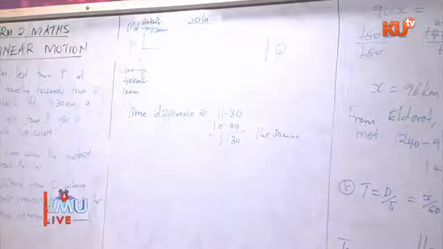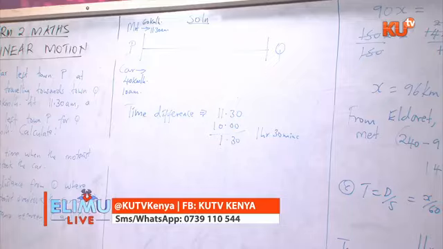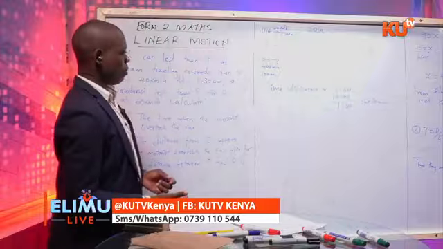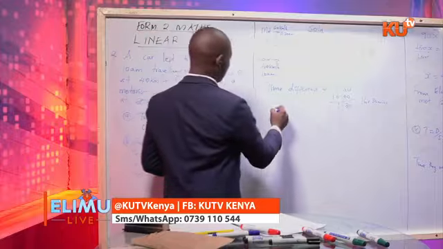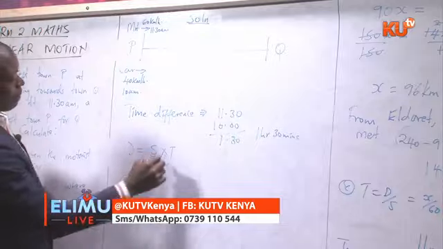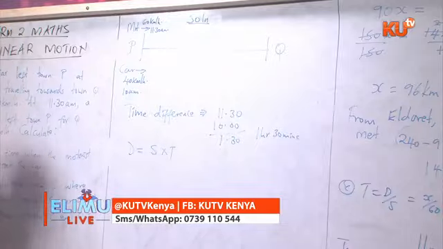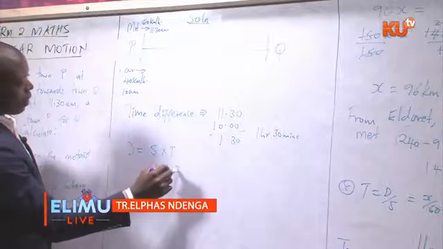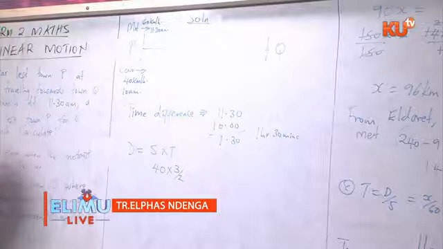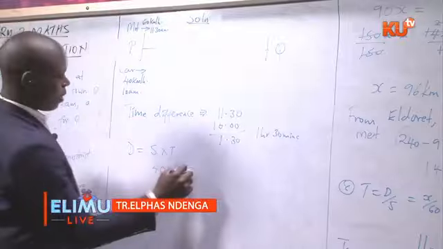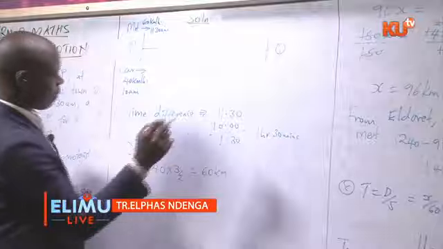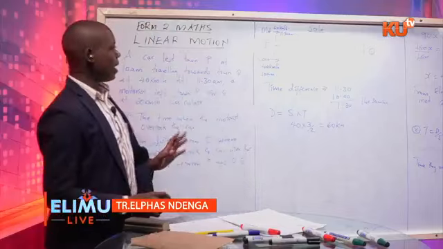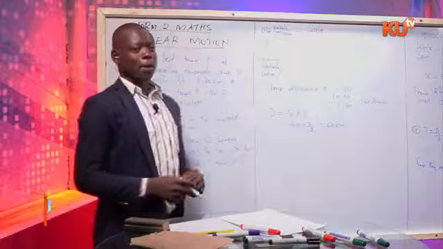So we calculate the distance that the car had traveled in 1 hour 30 minutes. How do we get the distance? We've mentioned that distance is equal to speed times time. So for this car, the speed is 40 and the time is 1.5 hours, so 3/2. If you simplify, you get 60 kilometers. So the car had covered 60 kilometers by the time the motorist is leaving P.